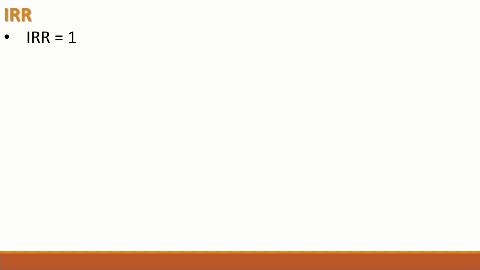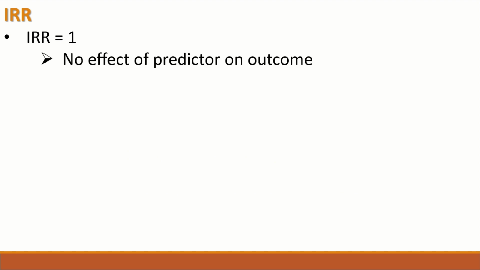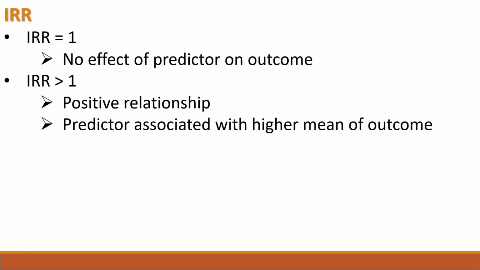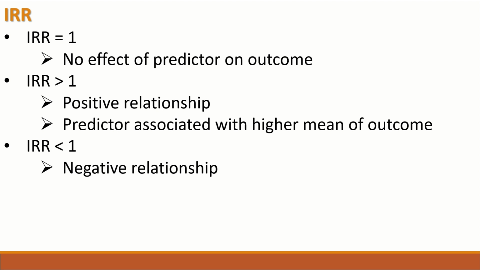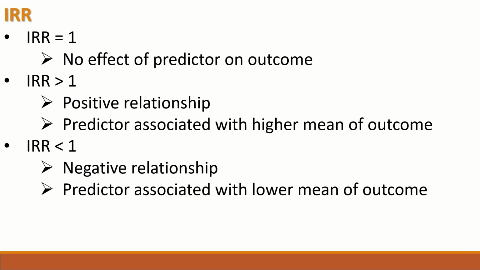So what does the value of IRR mean? If the value is 1, then there is no effect of the predictor on the outcome. If the IRR is greater than 1, then there is a positive relationship and the predictor is associated with a higher mean of the outcome. If the IRR is less than 1, then there is a negative relationship between the predictor and the outcome, and the predictor is associated with a lower mean of the outcome.